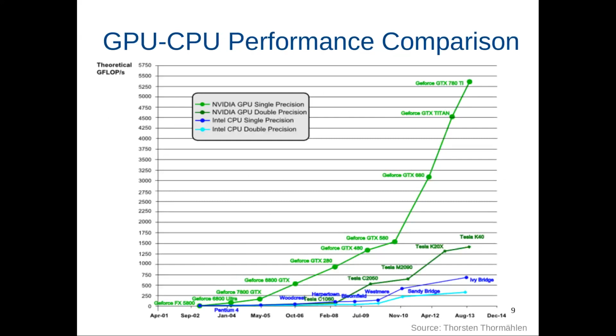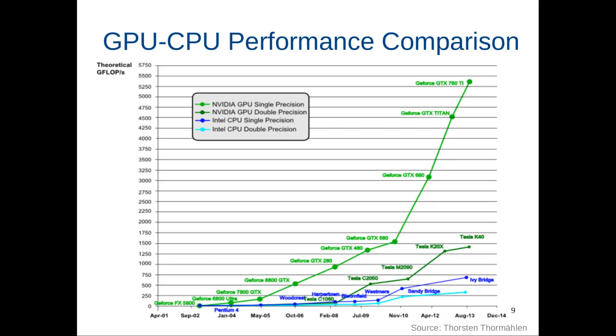This is a plot which shows a slight comparison between the GPUs and the CPUs. If you look at the green lines, those are from the NVIDIA GPUs, single and double precision, that is 32-bit versus 64-bit. And then there are Intel GPUs, which show the performance in the blue lines. As you can see, there is a large gap between the two, but this comparison is not apples to apples, because the number of cores is going to be very different. The cost is going to be very different across these.